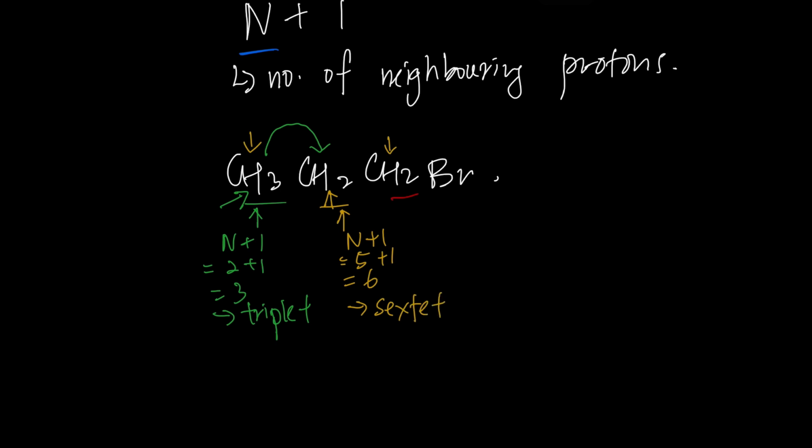Let's look at the last one, this one. N plus 1, n equal to 2. The neighbor protons are 2, plus 1 is 3, so you get a triplet. So the three signals that you can see on the proton NMR spectrum for this compound are 2 triplets and 1 septet.